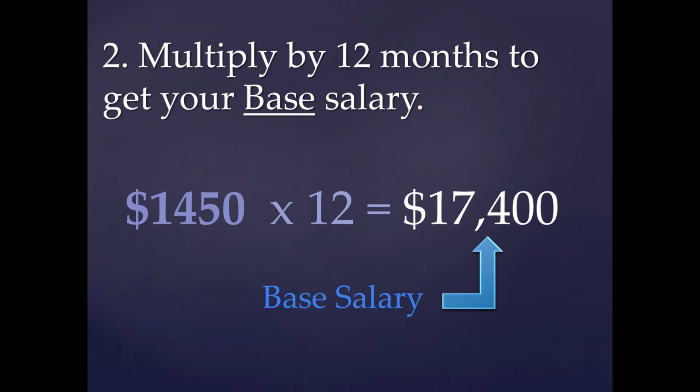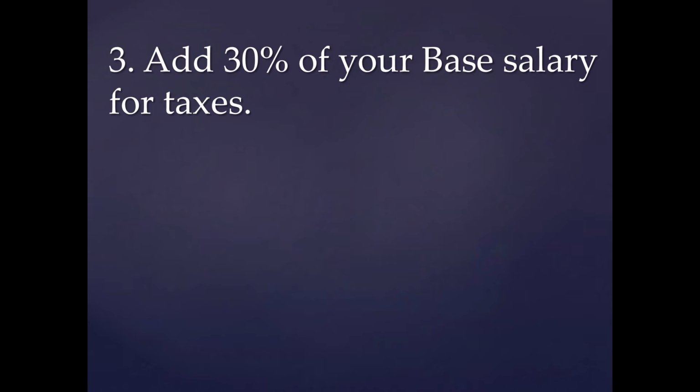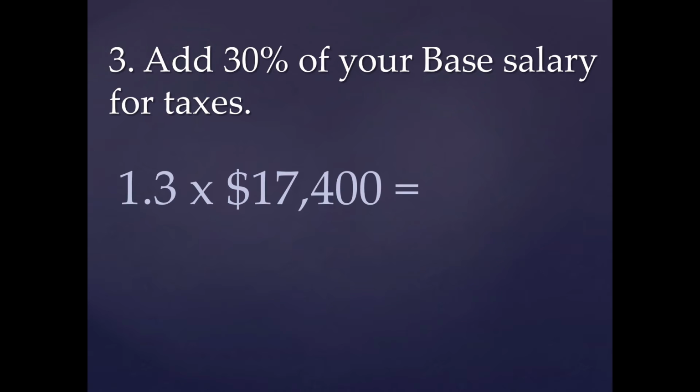If you're going to be making money as a professional, the government's going to want a cut of it. So we need to factor in taxes. Depending on where you live, this number may be slightly different. But in general, if you add 30% to your base salary, that'll be enough to cover the cost of local, state, and federal taxes. To factor in 30%, simply multiply your base salary times 1.3.